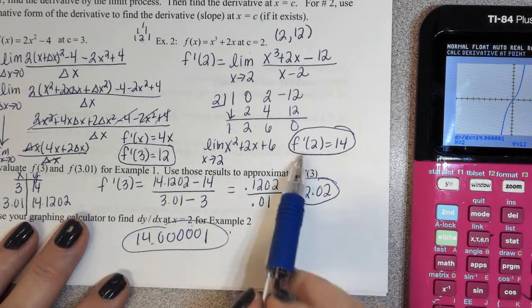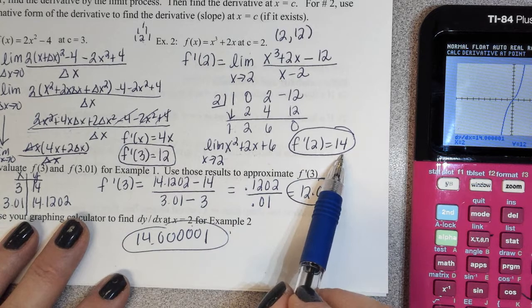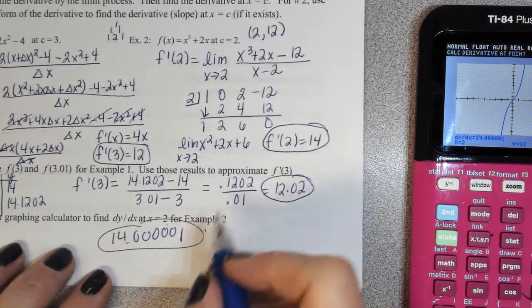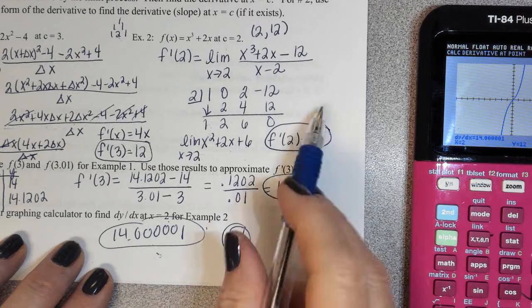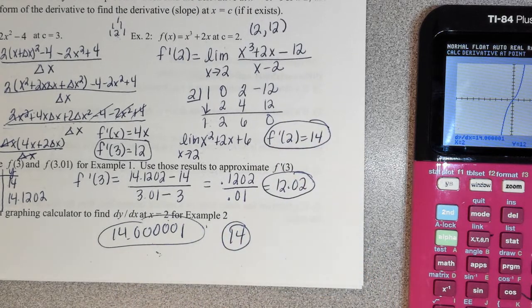And does that support the fact that the answer is 14? So you would want to call this 14. This is what the calculator says, but the actual answer is 14 because remember the calculator gives us an approximation. Okay, does that kind of make it clearer just seeing both of those side by side?